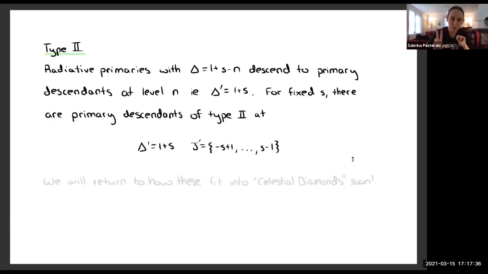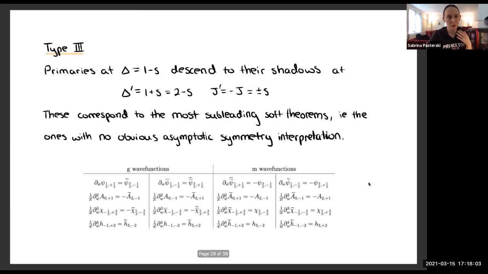Now, type 2 are radiative primaries with delta equal to 1 plus s minus n. And so these guys descend to descendants where, for any fixed spin, the delta at which you have these type 2 descendants is always going to be 1 plus s. And there's a range of spins basically just before and just after the radiative guys. So we're going to see how these fit into celestial diamonds very soon. I'm not going to dwell on it for a moment because it's going to be the more interesting part.